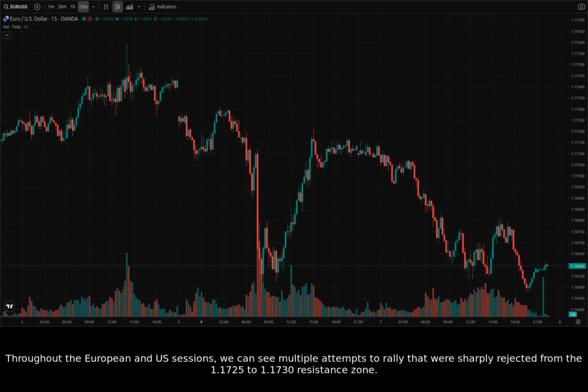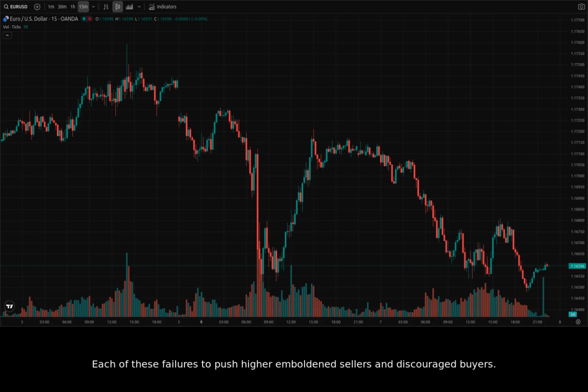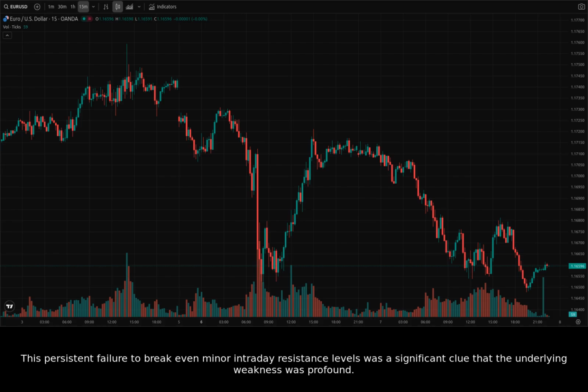Finally, drilling down to the 15-minute chart from October 6th reveals the intraday battle in granular detail. Throughout the European and US sessions, we can see multiple attempts to rally that were sharply rejected from the 1.1725 to 1.1730 resistance zone. Each of these failures to push higher emboldened sellers and discouraged buyers. The price action was sluggish and lacked any real conviction from the bull camp.